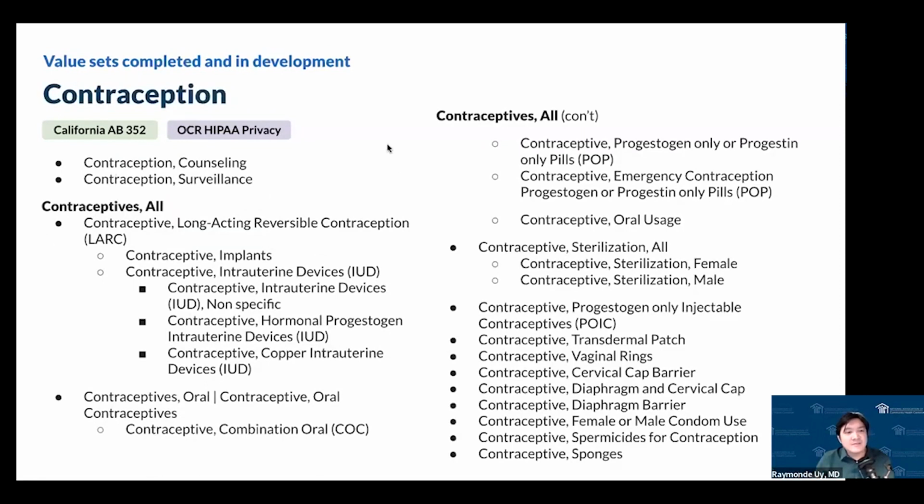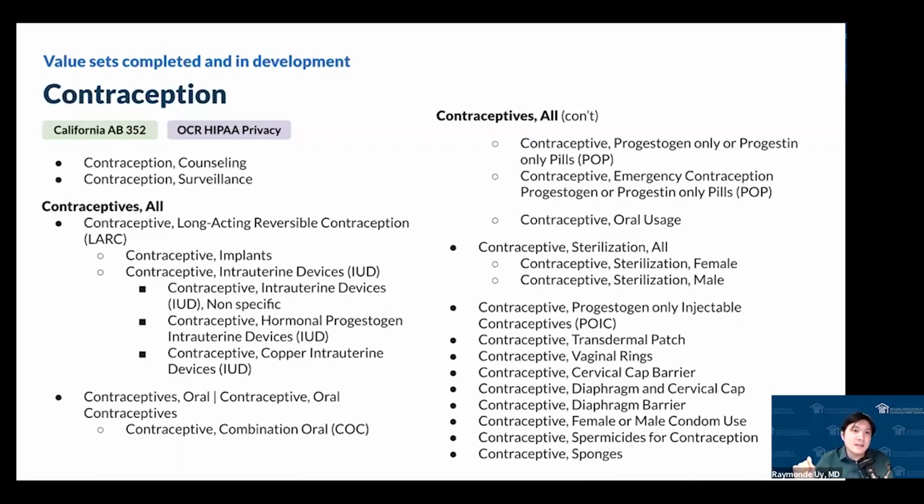And this applies for both California and the OCR final rule. We included contraceptive counseling and contraceptive surveillance, as they were mentioned in the rulings. And also, these are all of the contraceptives available as prescription in the United States using the terminology code system called RxNorm.